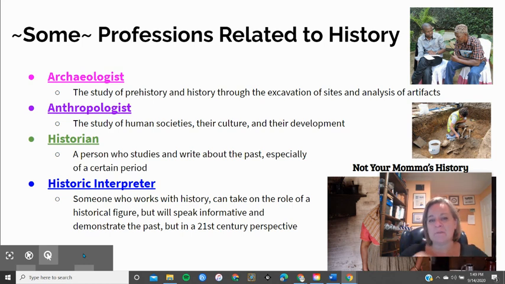That's just four of the jobs that you can have. These are four of the different sources that we will use this year as we learn about the different civilizations from the past.